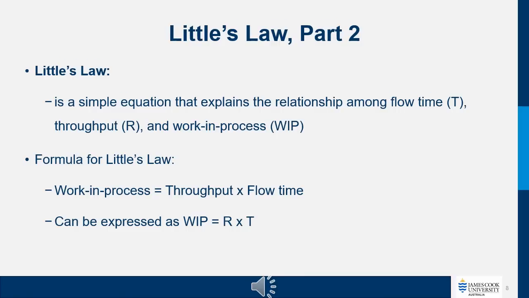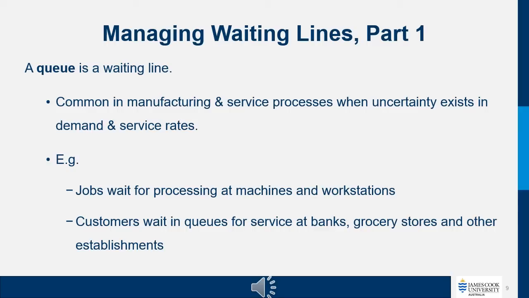A queue refers to a waiting line where entities such as a job, task, or customer wait for processing or service. Queues are commonly encountered in both manufacturing and service processes, particularly when there is uncertainty in demand and service rate. I think we all stay in queues, we all understand queue lines. Now, let's have a look at two processes.